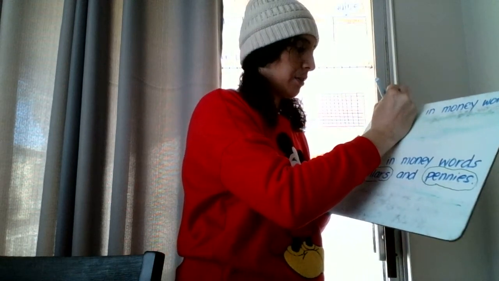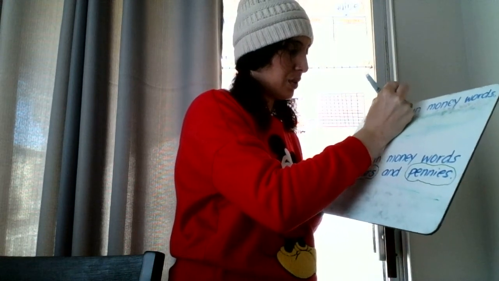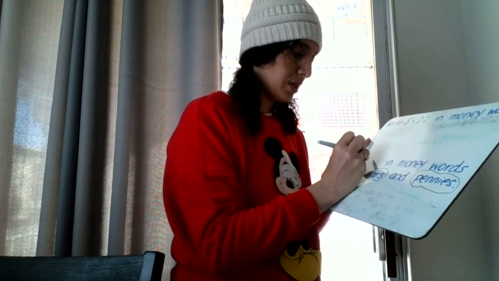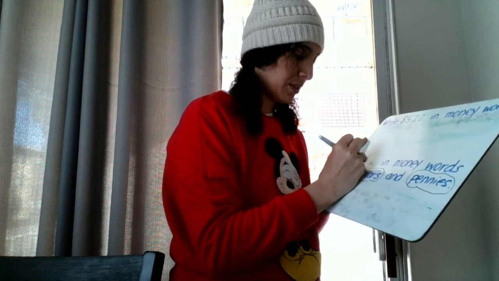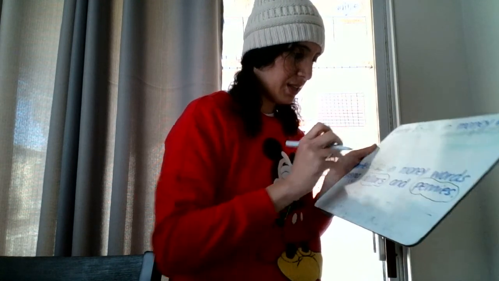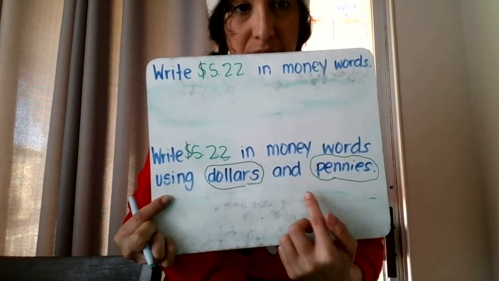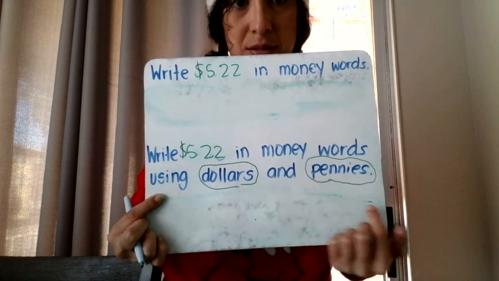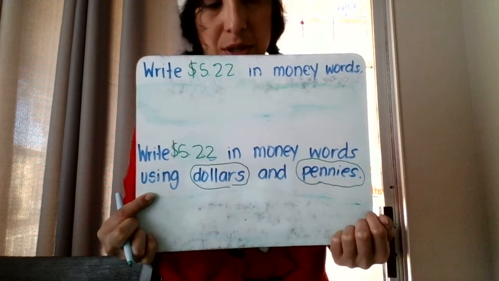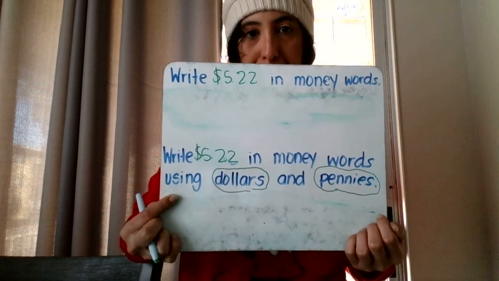So write $5.22 in money words and write $5.22 in money words using only dollars and pennies. So I'll give you a second to think about that or write it down.